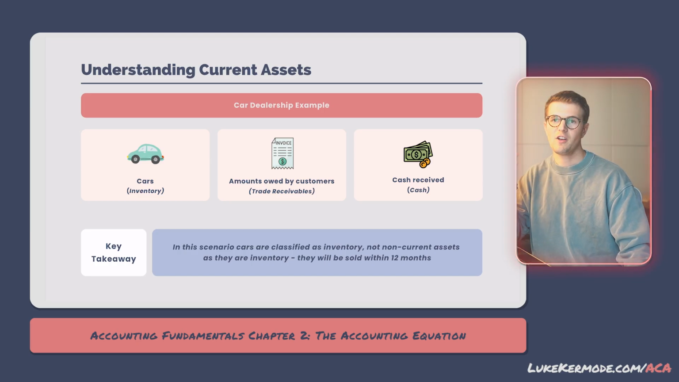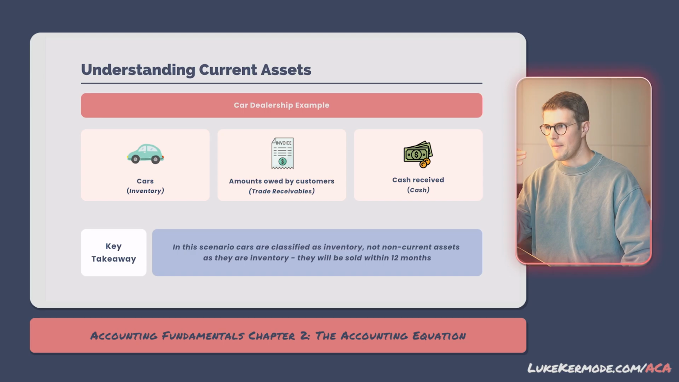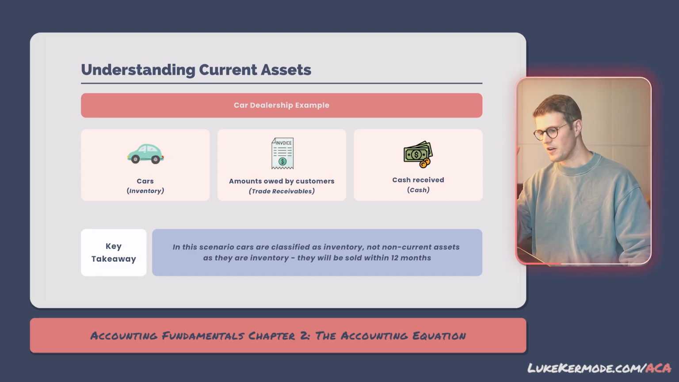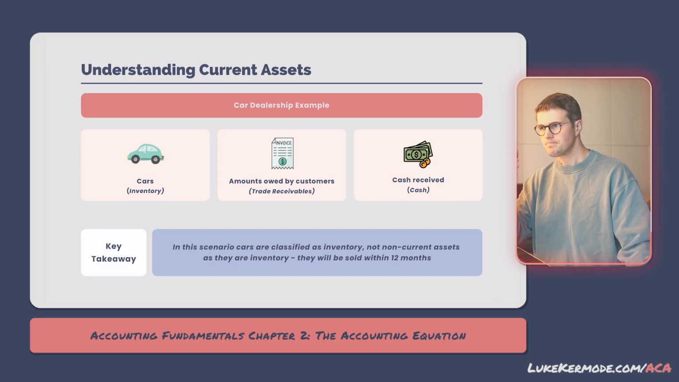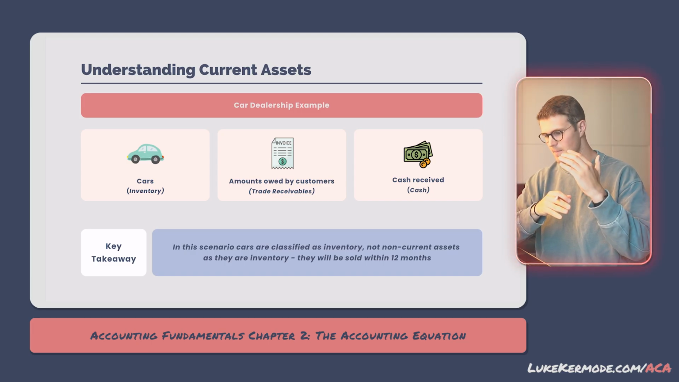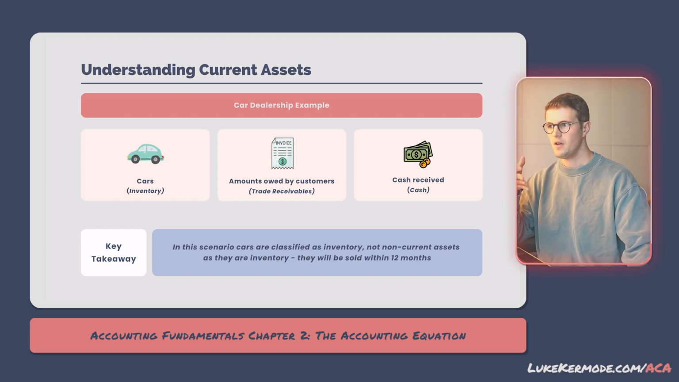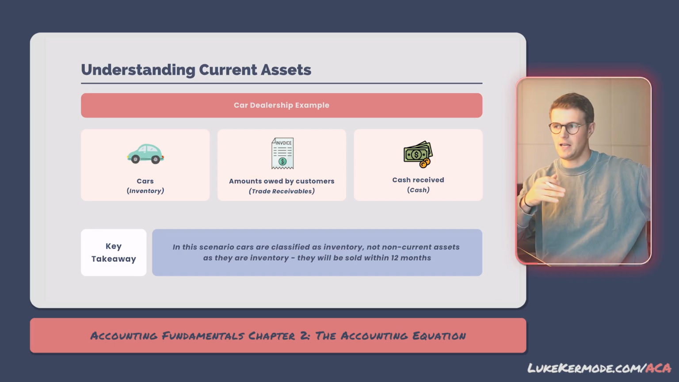So let's bring the idea of current assets to life with a very simple example. Imagine a sole trader runs a business selling cars. The cars are purchased from the manufacturer and paid for upfront in cash when they're delivered to the showroom. Now, the trader has two options when selling these cars. If the sale is a cash sale, the cars are immediately converted into cash. If the sale is a credit sale, the car is handed over to the customer, but payment is delayed until a later date.